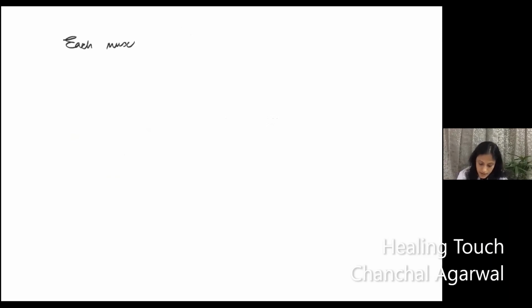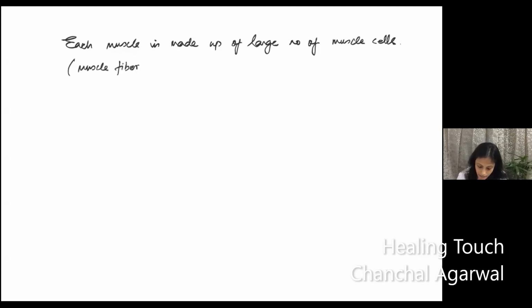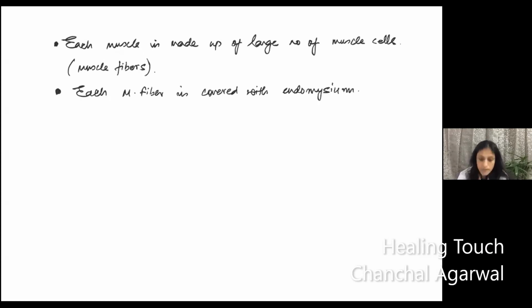Each muscle is made up of a large number of muscle cells. Muscle is made up of muscle cells. What are these muscle cells? Muscle cells are also called muscle fibers. This is one point which we need to remember. Second point, each muscle fiber is covered with endomysium. It has a covering.